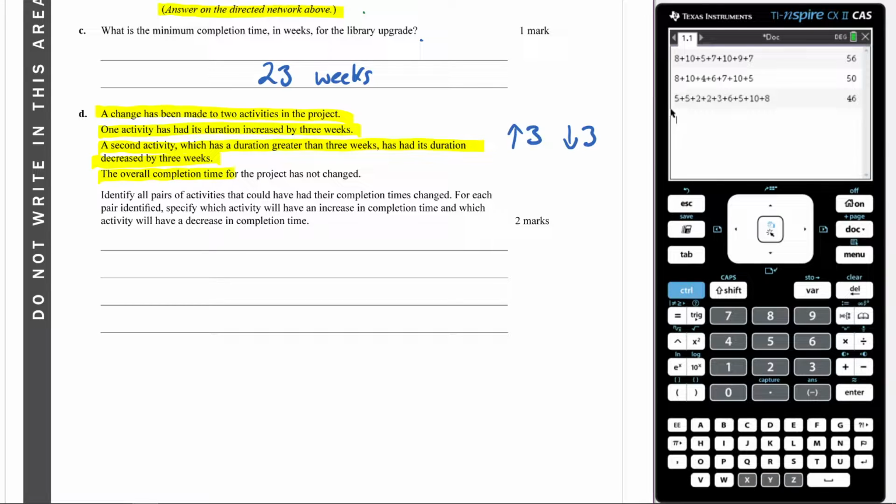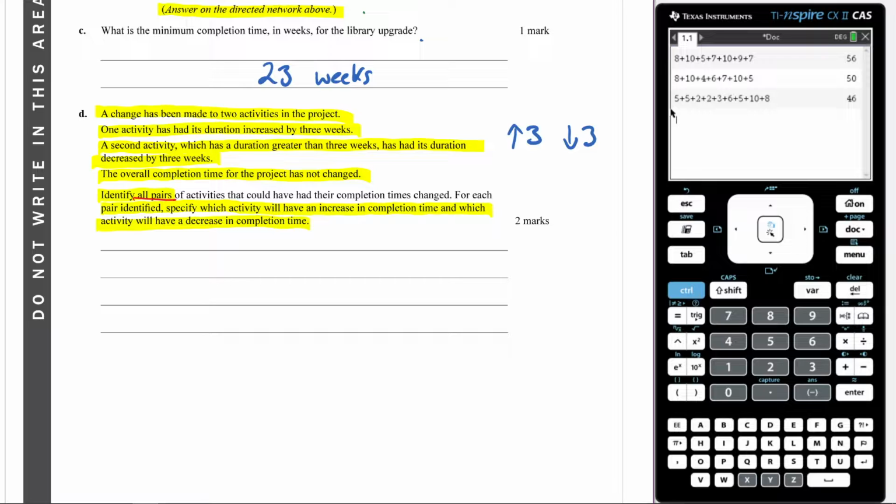The overall completion time for the project has not changed. That makes sense if they're canceling each other out. It says identify all pairs of activities that could have their completion times changed. For each pair identified, specify which activity will have an increase in the completion time and which activity will have a decrease in the completion time. Take note that it says identify all pairs. That might be a clue that there's more than one pair going on here.